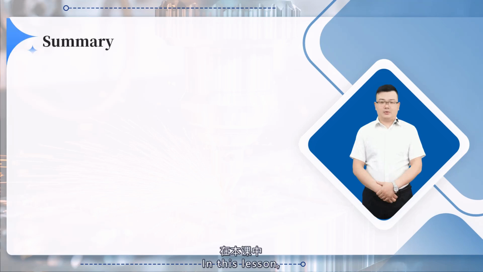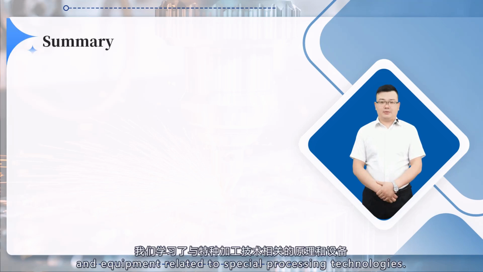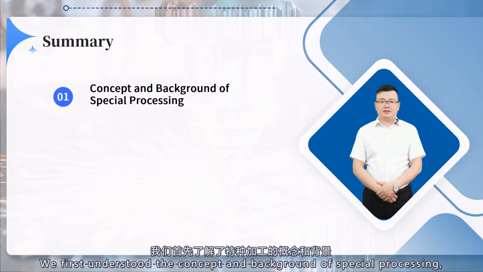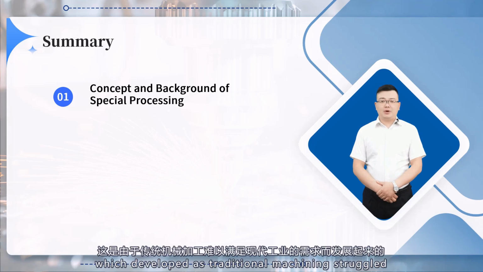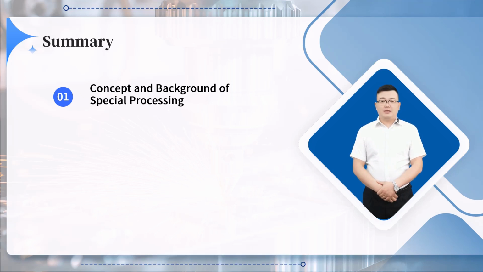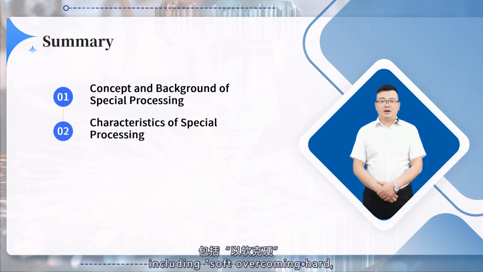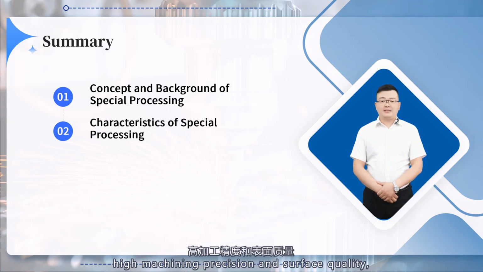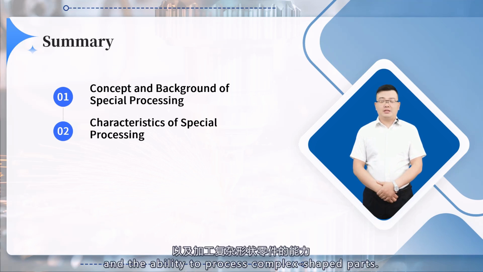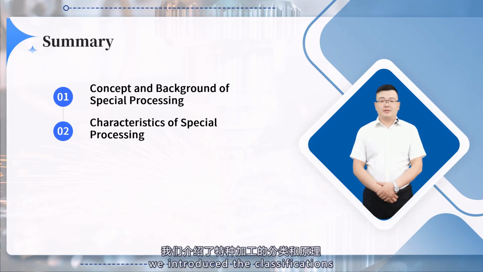In this lesson, we learned about the principles and the equipment related to special processing technologies. We first understood the concept and background of special processing, which developed as traditional machining struggled to meet the demands of modern industry. We then explored the characteristics of special processing, including soft overcoming hard, bladeless cutting, high machining precision and surface quality, and the ability to process complex-shaped parts.